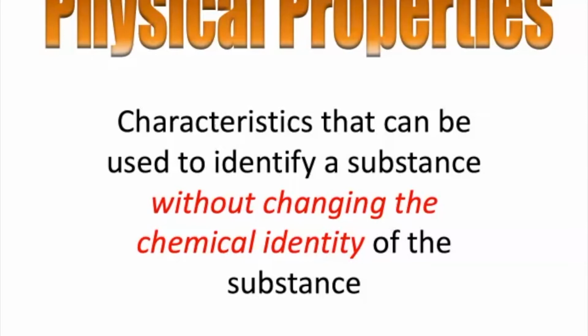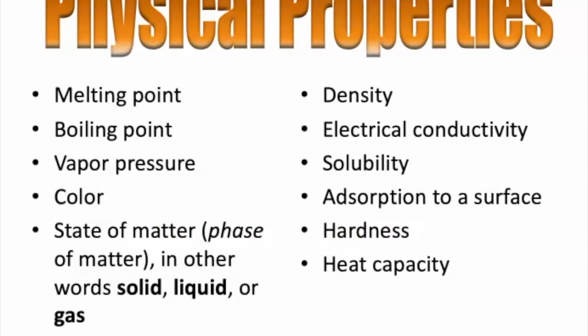But the one thing about physical properties is that they are all characteristics you can use to identify the substance. And importantly, you cannot change the chemical identity of the substance in testing a physical property. Really common examples of physical properties, in other words, things where you don't change the chemical identity by testing a bit of matter, are things like this, right? You'll notice that some of these you probably recognize, some you might not, but you'll certainly understand them as this class goes on.